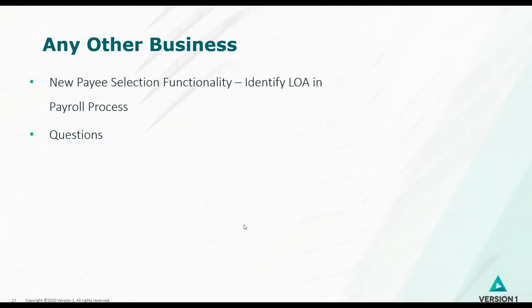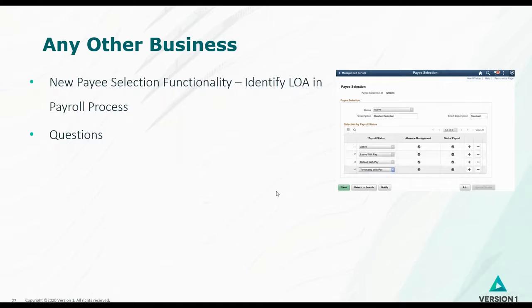Okay, then move on to one last section. The PUM 33 release has got some new functionality in it that you may or may not be aware of, and the one that's jumped out at us as being particularly interesting is the new payee selection functionality that is available, which means that with regard to employees that would actually be picked up for payroll processing, you now have more control over that than we had in the past.